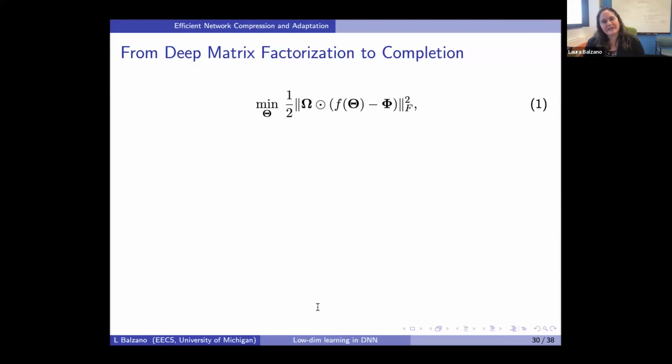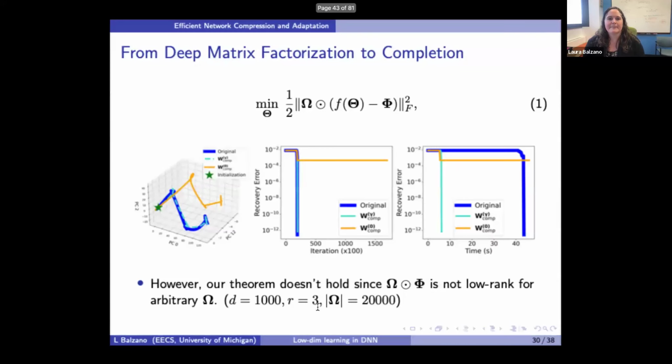Now, when we move to the matrix completion problem, we insert this omega, which is a binary mask that tells us which entries of phi are observed. So if you apply our method directly to this objective, the compression doesn't work because phi times omega, the Hadamard masked phi, is not a low rank matrix. It doesn't satisfy the assumptions of our theorem. And so that's what you see here in yellow. The gradient dynamics are not the same, and the recovery error is poor in iteration and time.